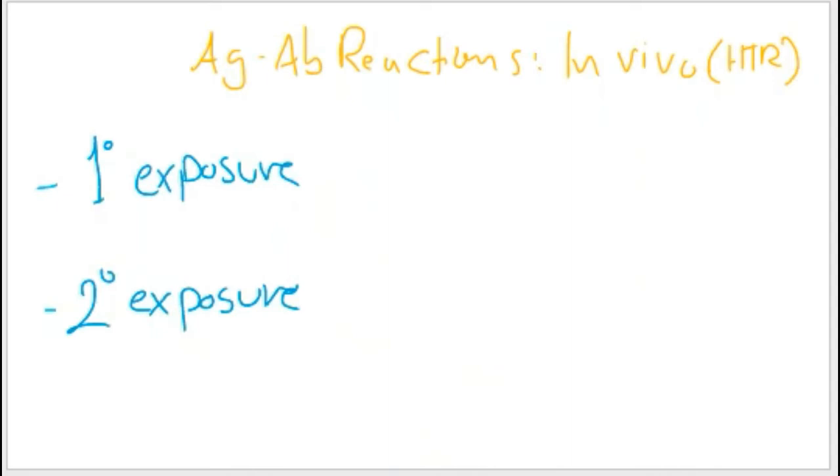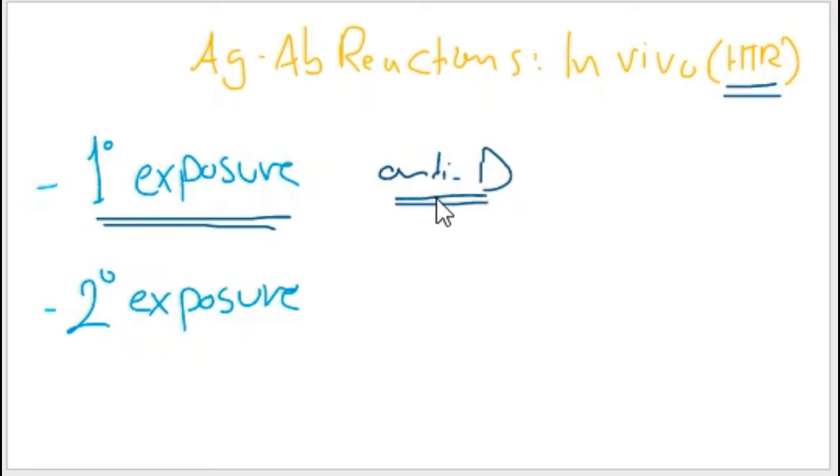Antigen-antibody reactions in vivo. In case of incompatibility between patient and donor, that can cause transfusion reaction. In first exposure, if the patient is exposed to foreign red blood cells with the antigen for the first time, the patient may be sensitized and the immune system will produce, for example, anti-D.